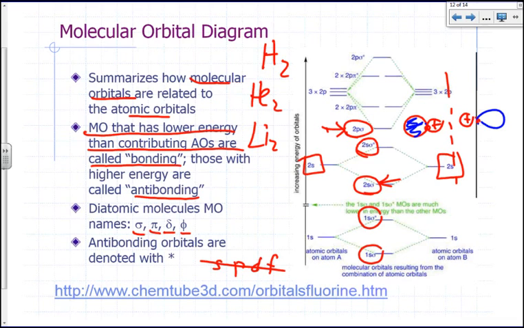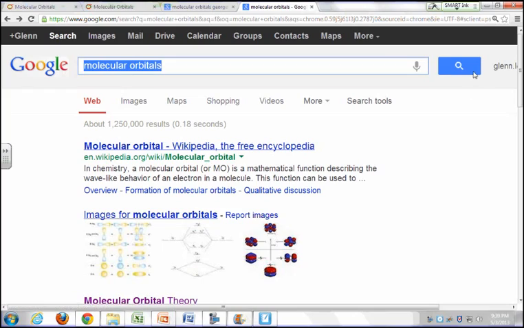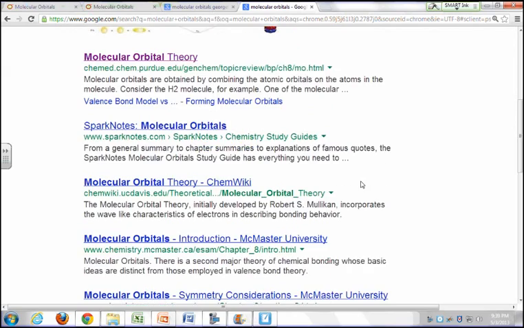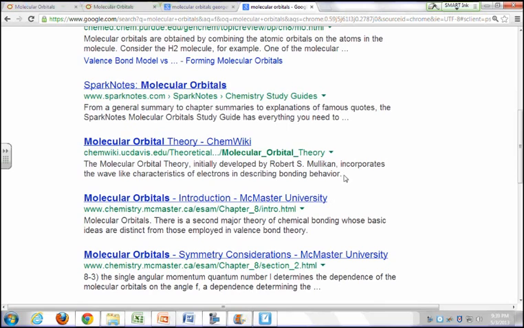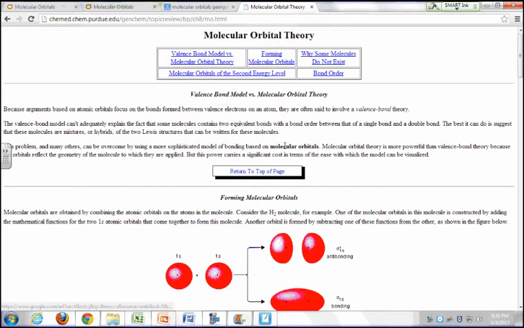If you do an internet search for molecular orbitals, there are a lot of websites that will give you very nice images to help you visualize how molecular orbitals are constructed from atomic orbitals. Here's a search that I just did. One of the better ones to look at, if you can find it, is from Purdue University, chemed.chem.purdue.edu. That particular link's pretty nice.